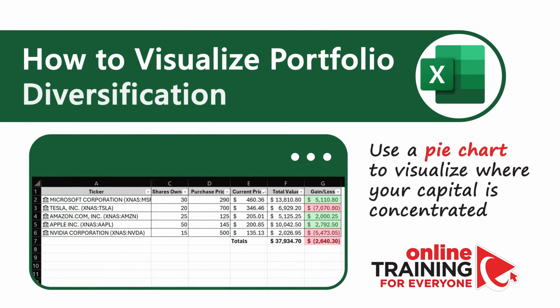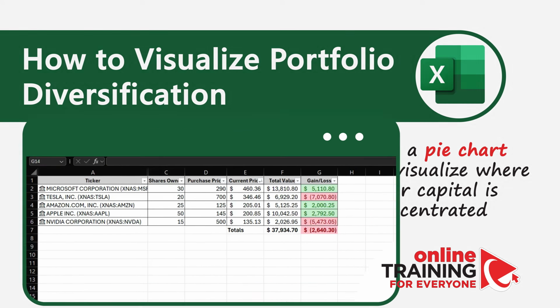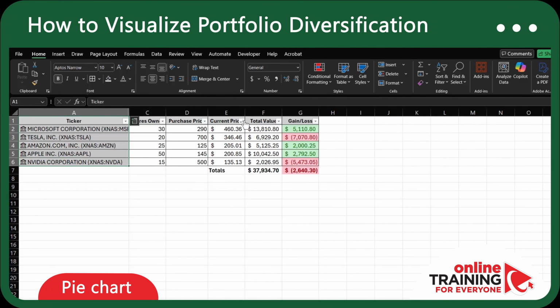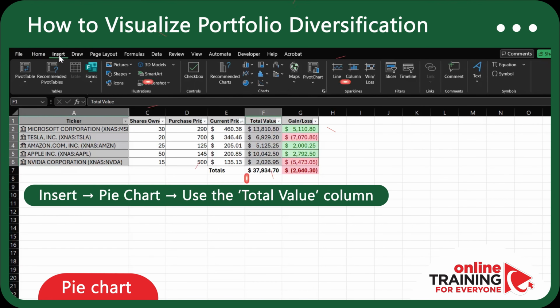A lot of times, you may need to visualize portfolio diversification in your stock portfolio data. To do this, we'll use pie chart. We'll select stock tickers, and holding the control button on the keyboard, we'll also select the total value. Then we'll navigate to Insert, and then we'll select Pie Chart.